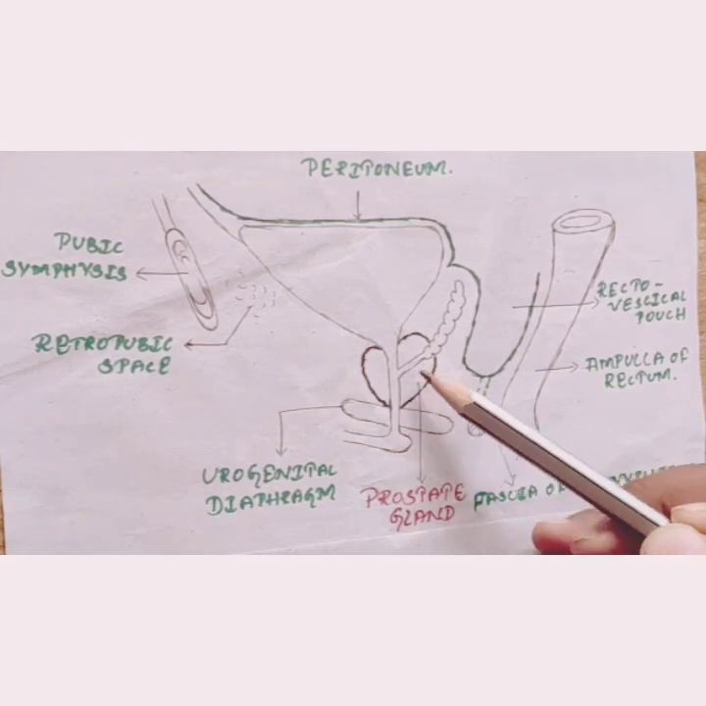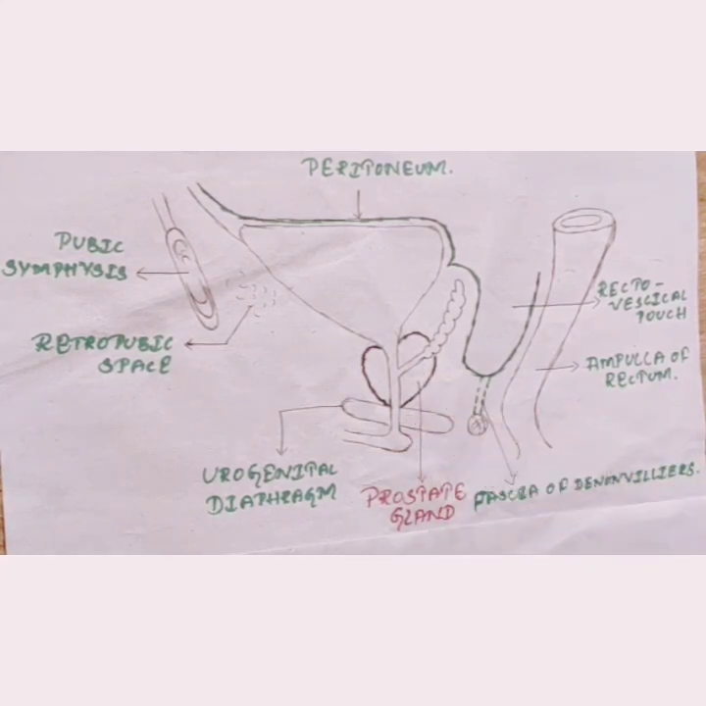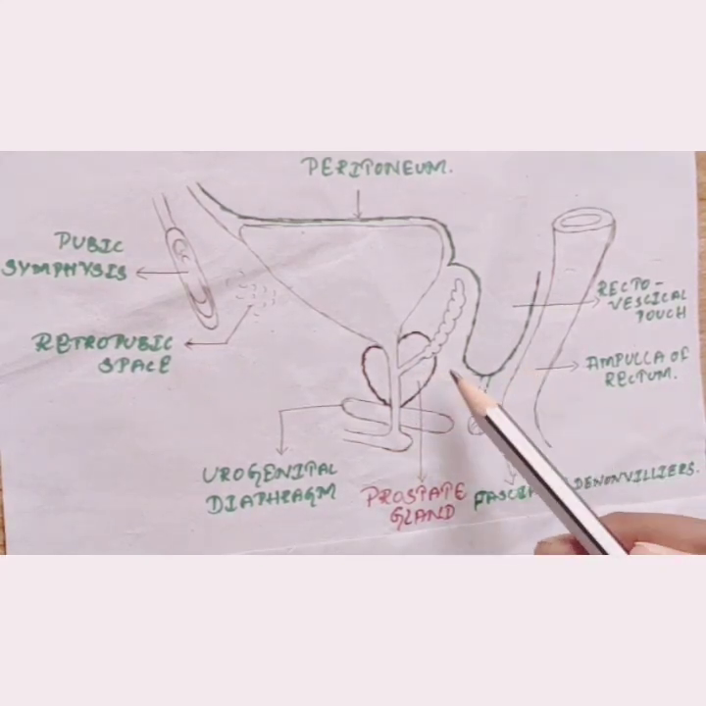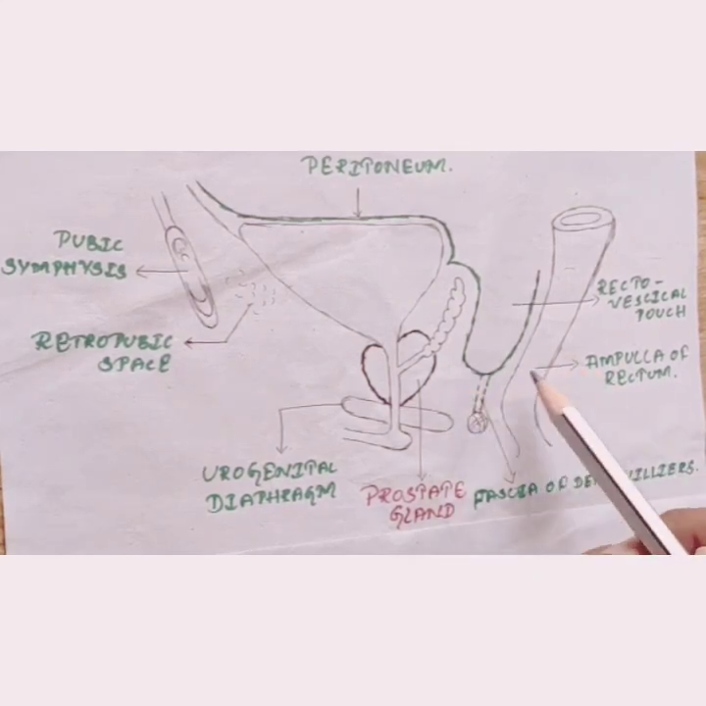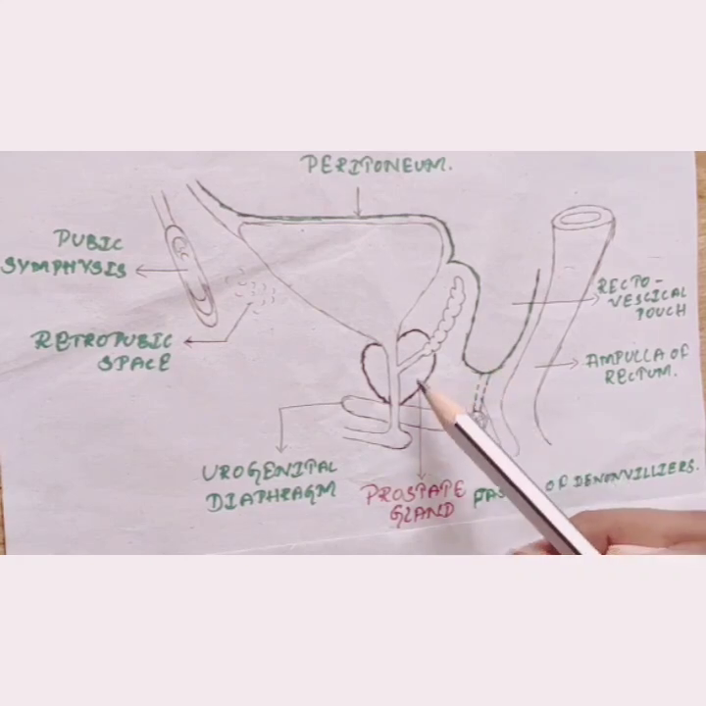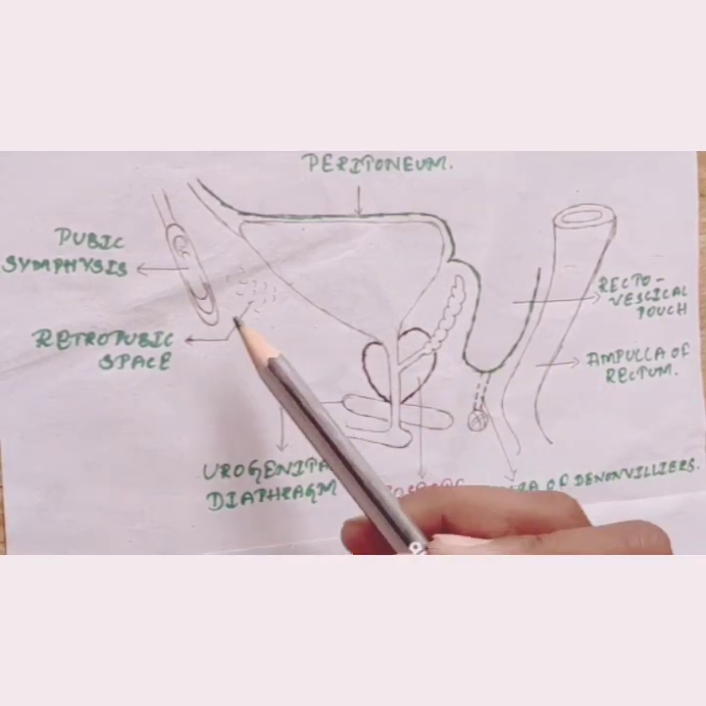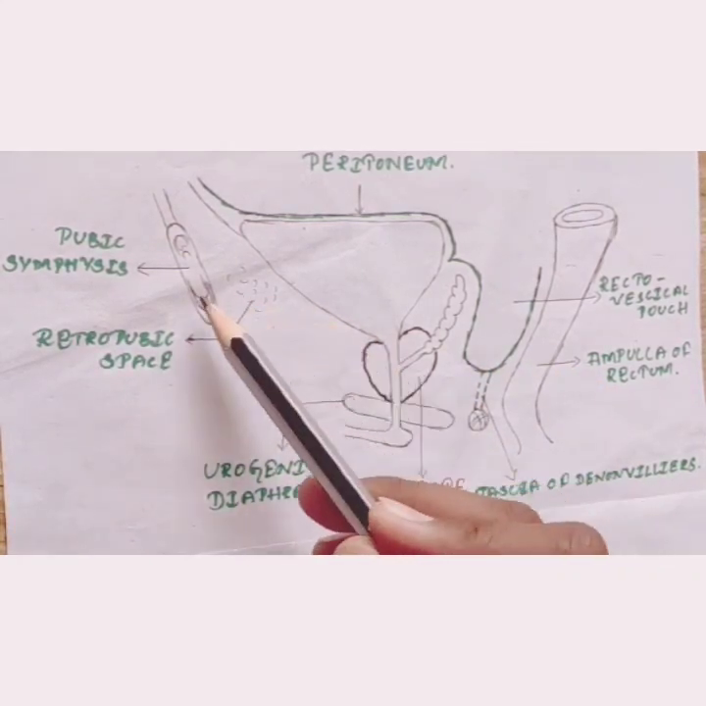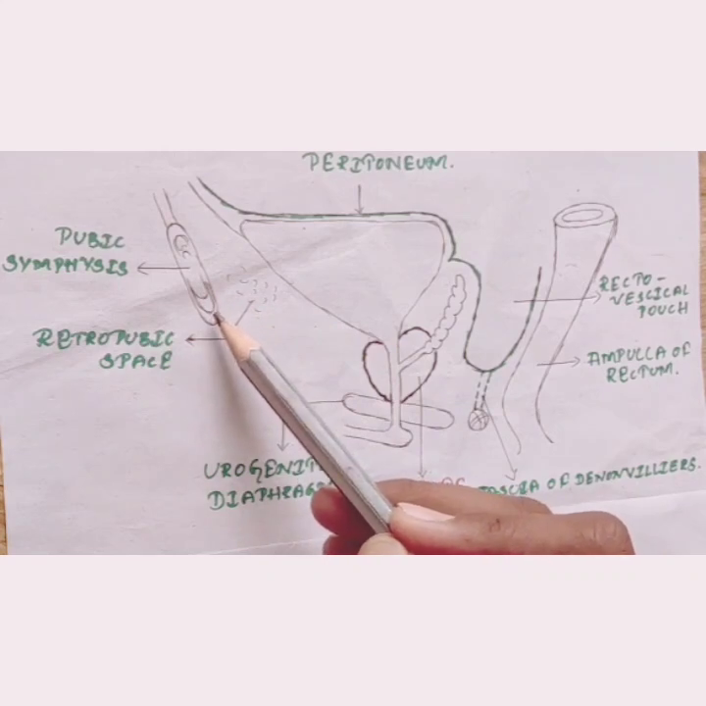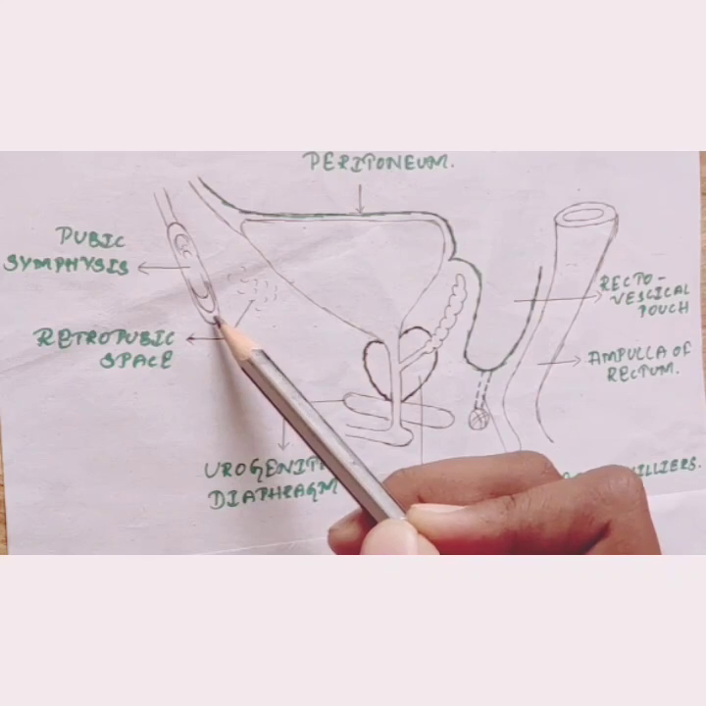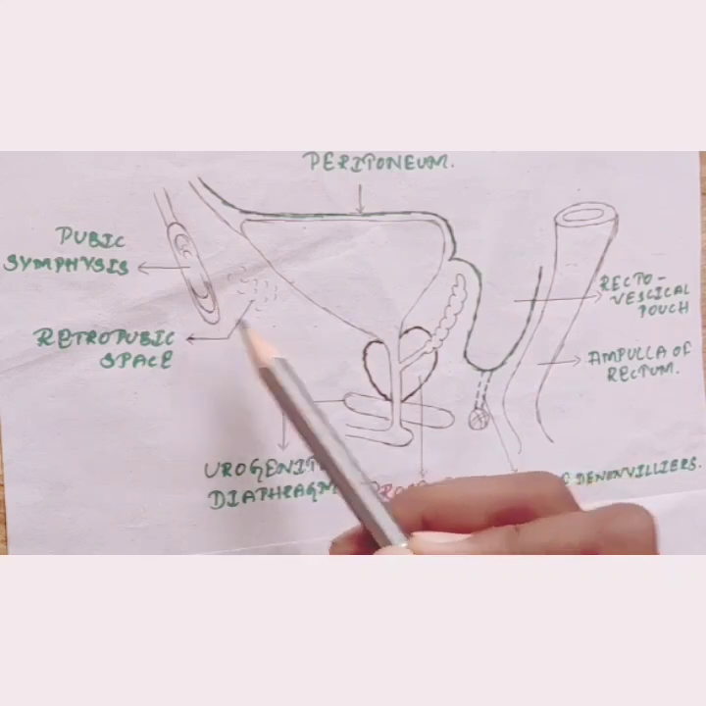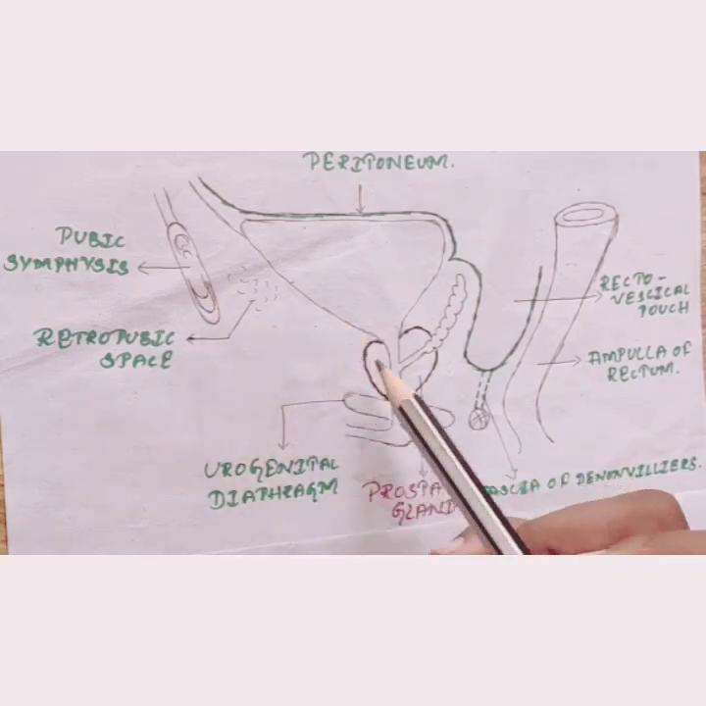It is located above the urogenital diaphragm and it lies in front of the ampulla of the rectum. This is the ampulla of the rectum, and the gland lies in front of it and behind the lower part of the pubic symphysis. This is the upper part of the pubic symphysis and this is the lower part of the pubic symphysis. So it lies behind the lower part of the pubic symphysis.